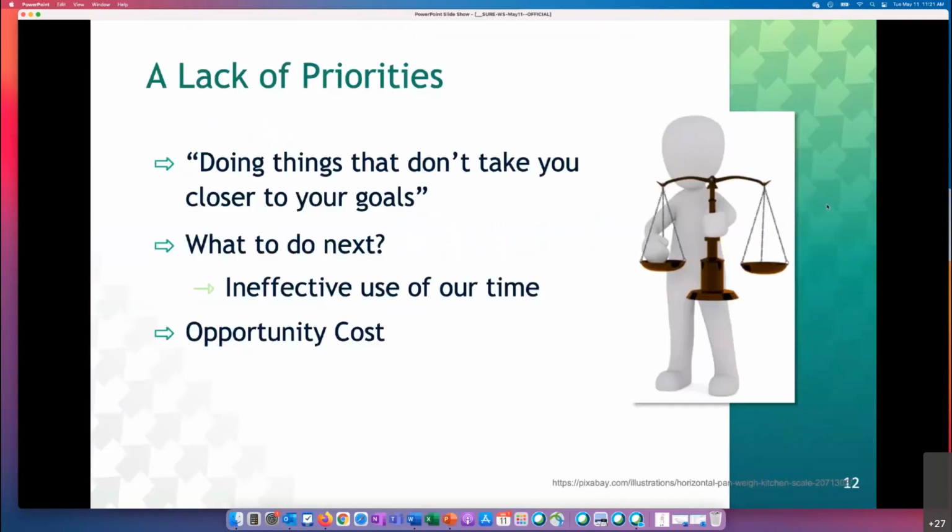So if you have a lack of priorities, again, you won't really know whether you're taking yourself closer to a goal. It is also kind of an ineffective use of time. So every time you go to do something in the afternoon, what is it that I need to do? What do I need to do next? So it's just inefficient in how you process your time.